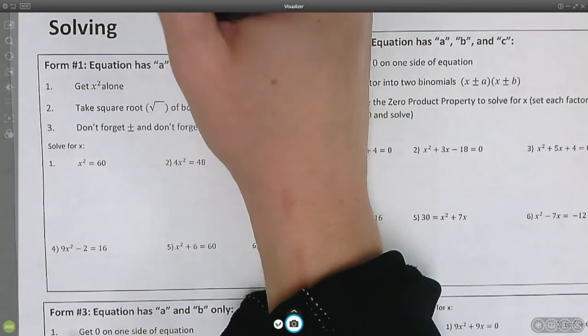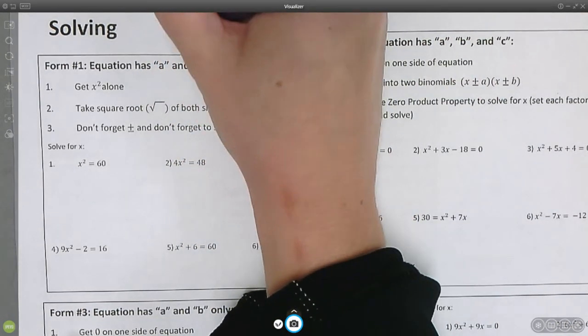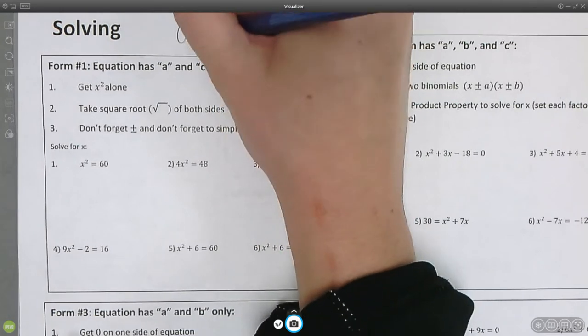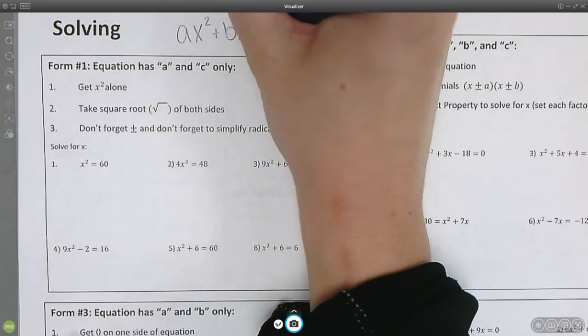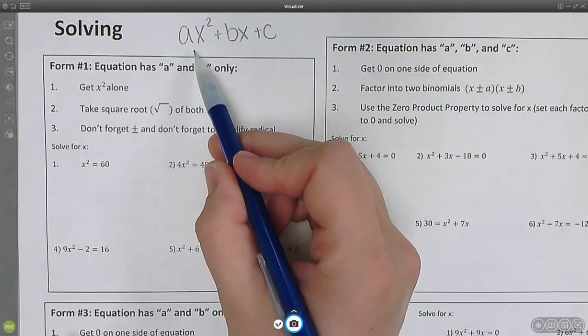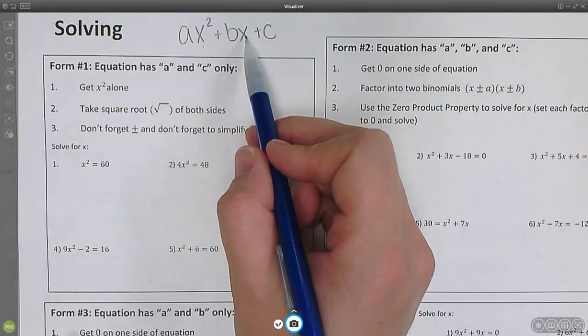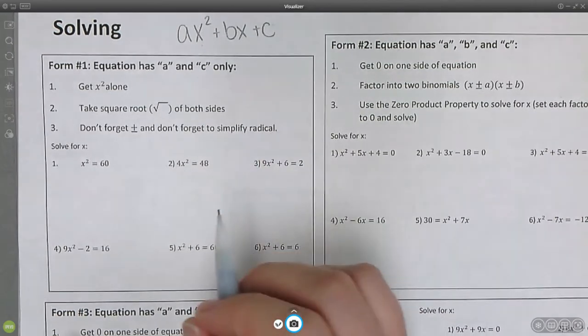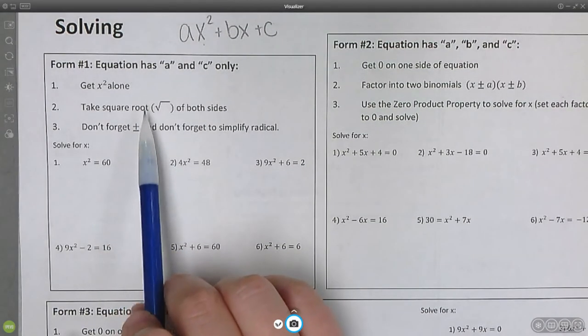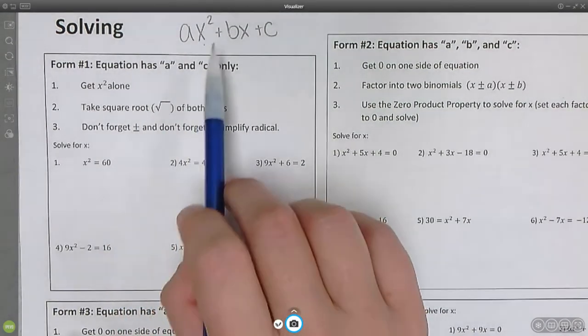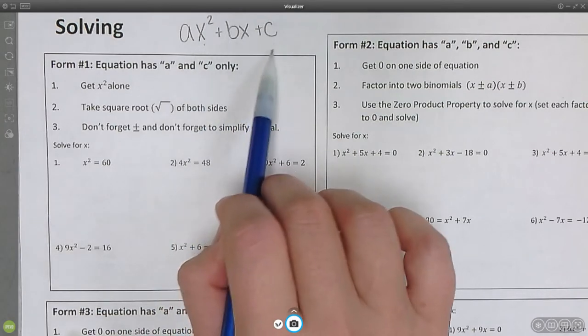First of all, you have to recall what standard form is. So ax squared plus bx plus c. An A term means you have an x squared term, B means you have an x term, and C is just your constant. So here are the steps to solve if you only have A and C. That means you have an x squared and you have a constant.